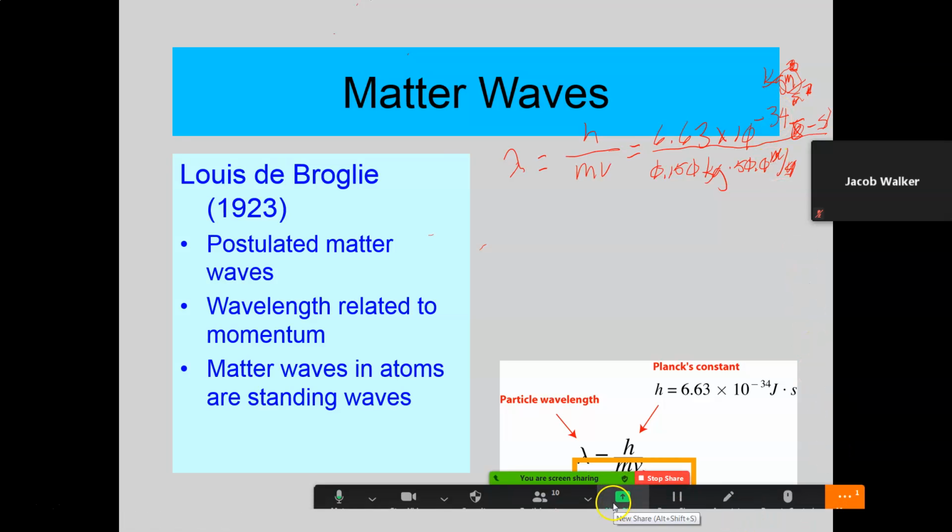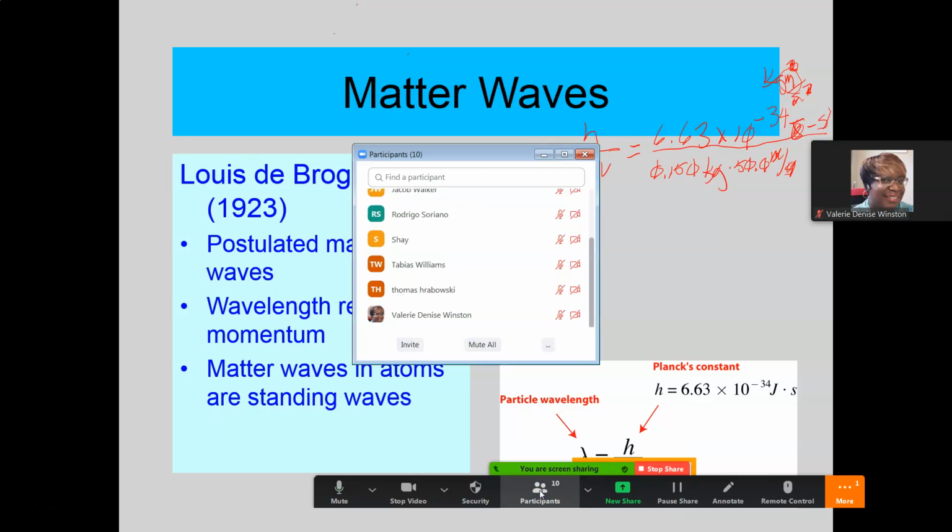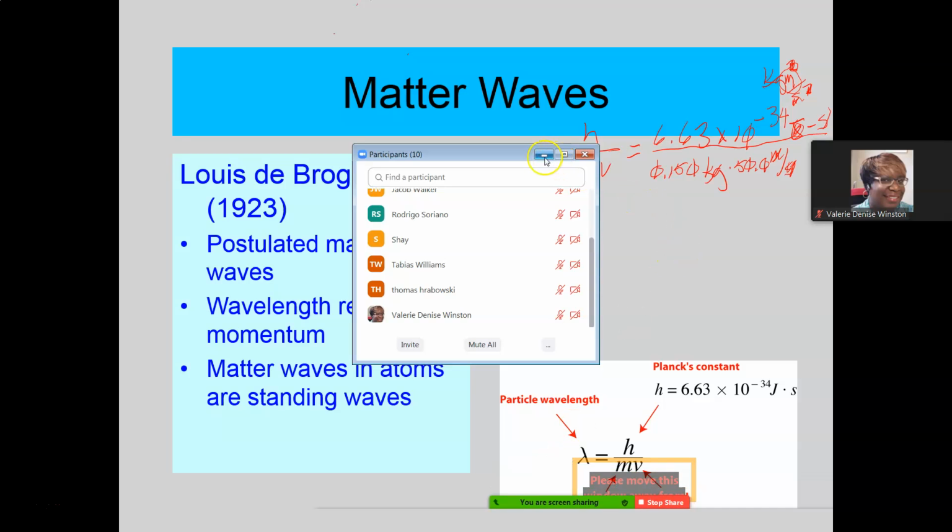I don't know what's making that noise. Let's see if I can find if anyone else is trying to get in. We should have 9 people here. I don't see any new chats or anything, so I don't know what that noise was.